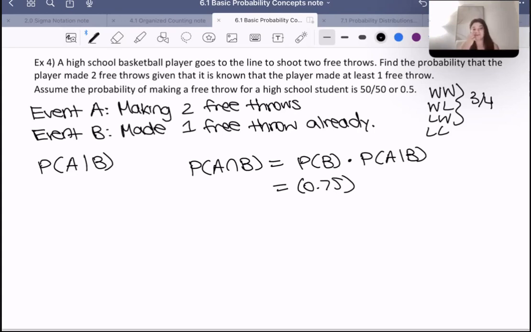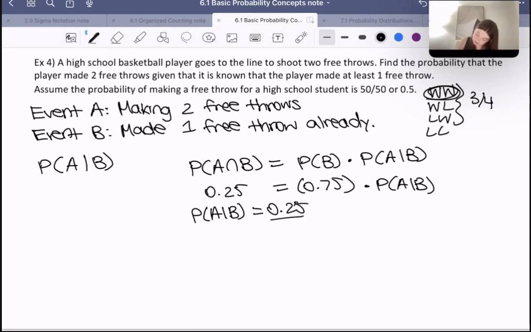Now, what's the probability of A and B happening? Let's think about that. The probability that we made 2 free throws and one free throw already, right? Well, 2 free throws would only be this 1 in 4 chance, so 0.25 for that one, right? So therefore, probability of A given B is equal to 0.25 over 0.75, right? Which means probability of A given B is equal to 1/3, right?